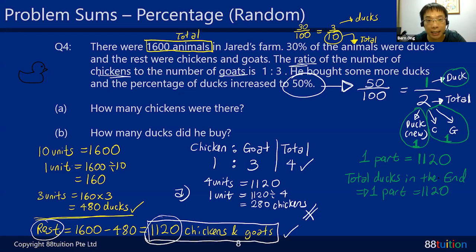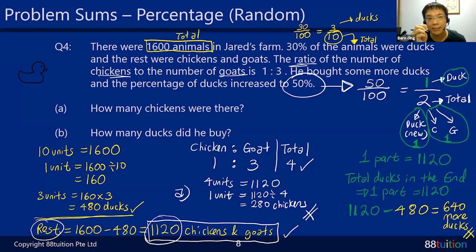But in the beginning, you got 480 ducks. So how many do you buy? You take your 1120 minus, in the beginning, 480. And therefore, how many ducks do you buy? 1120 minus 480, answer is 640. You bought 640 more ducks. Can you see? That's the way to do it.